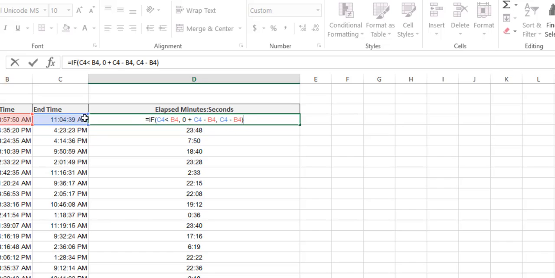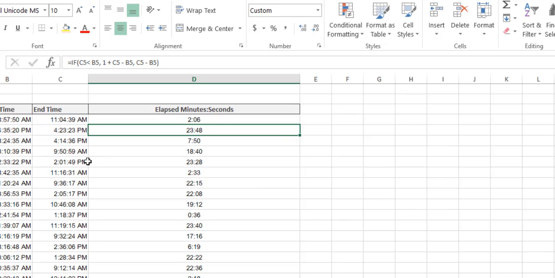If C4 is greater than B4, comma 0, plus if C4 is lesser than B4, comma 0, plus C4 minus B4, comma C4 minus B4. This is calculating a very good duty time, which is most often needed in the time office of companies, factories and offices.